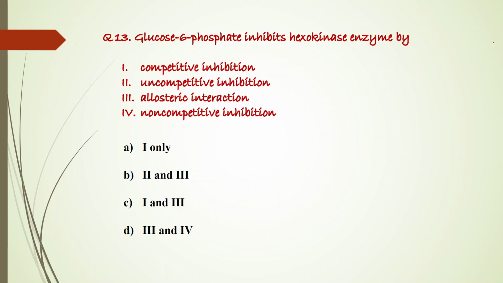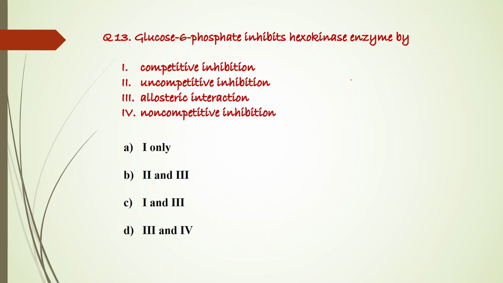I have just discussed this a few slides back. Glucose 6-phosphate inhibits hexokinase enzyme by what mechanism? So we all know by now that glucose is being converted to glucose 6-phosphate by hexokinase. But we do need a regulation, and how will the regulation happen?